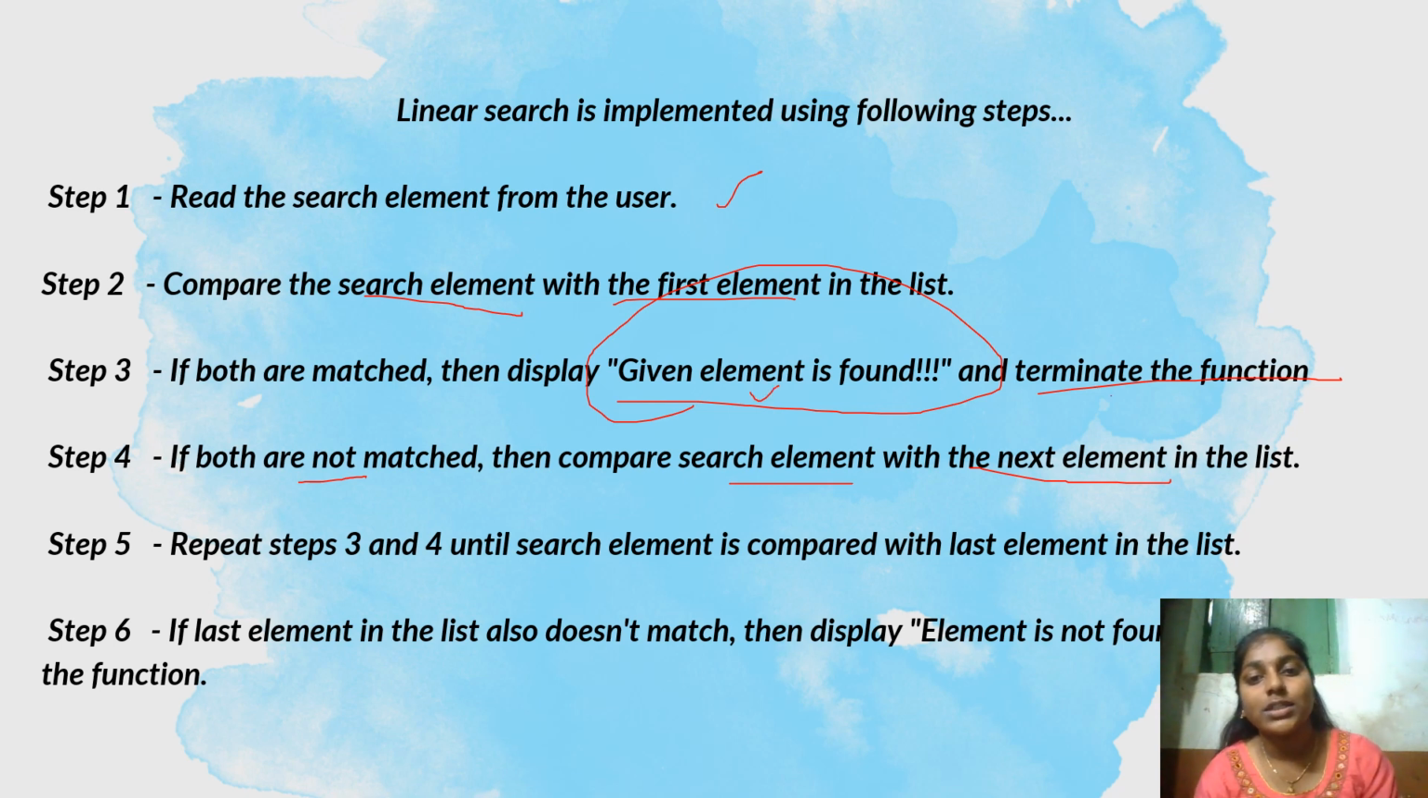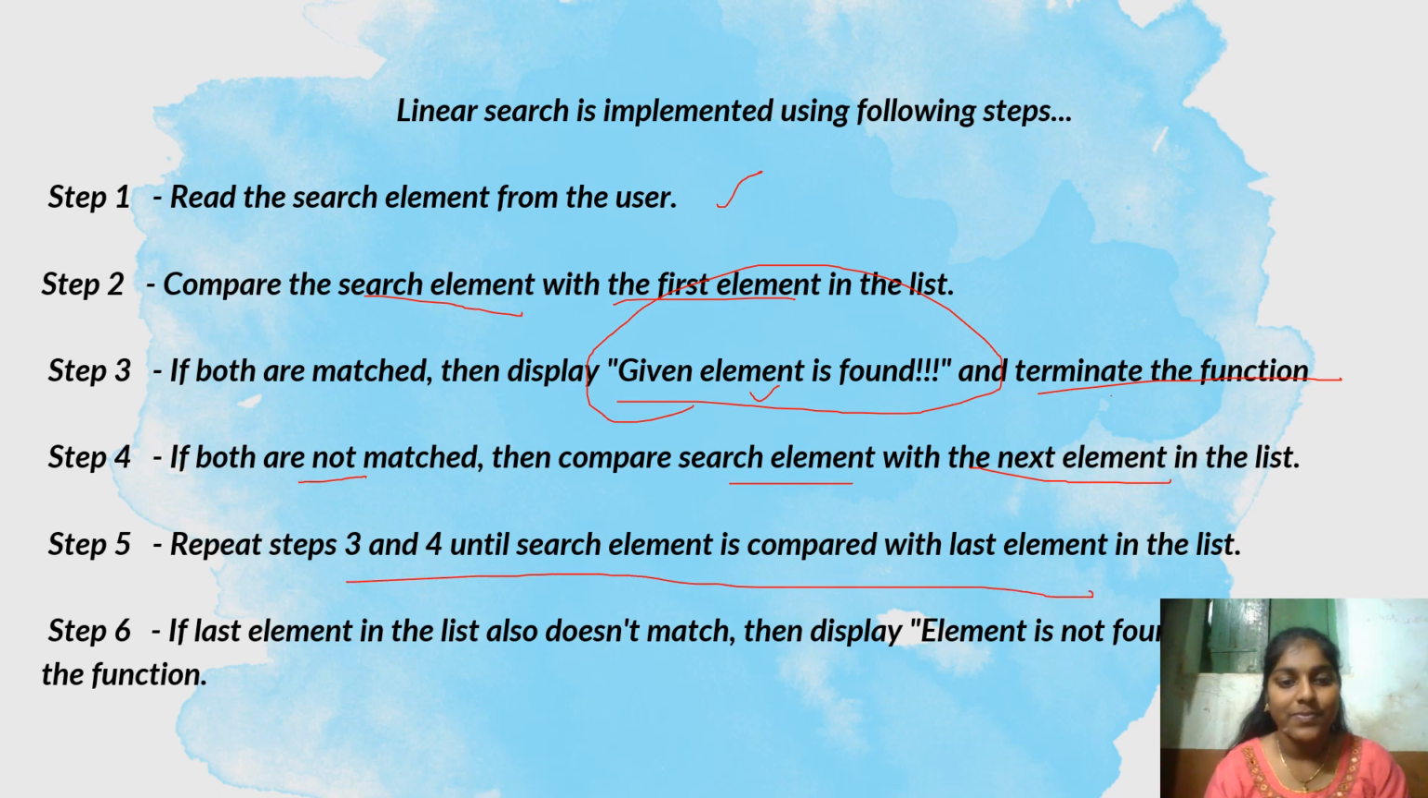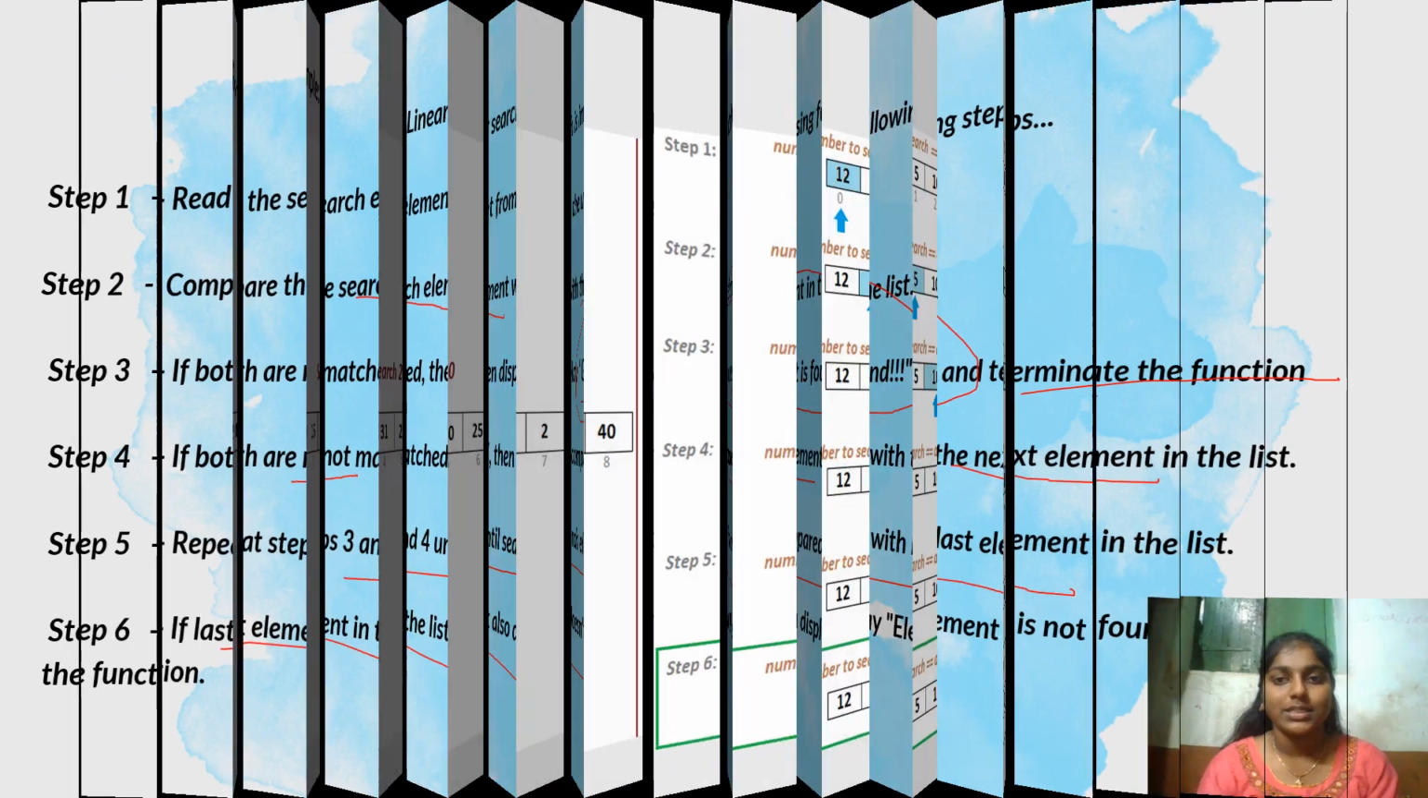If they are not equal, then we repeat this step: we compare the search element and the next element. So we repeat these steps until the last element of the list. If the last element of the list also doesn't match, then we finally print that the element is not found in that particular array. So this is about linear search.